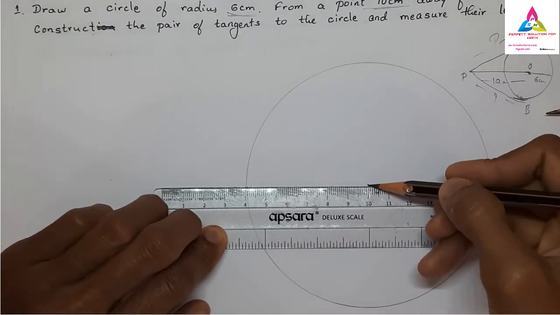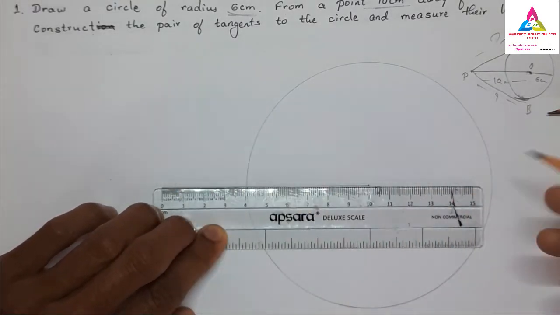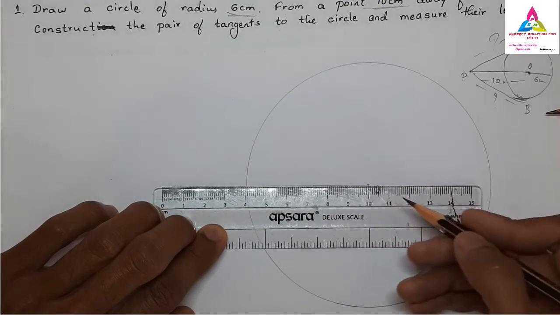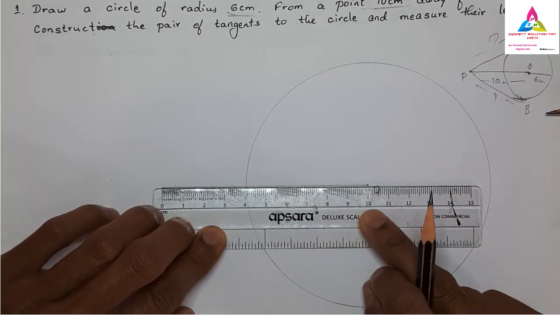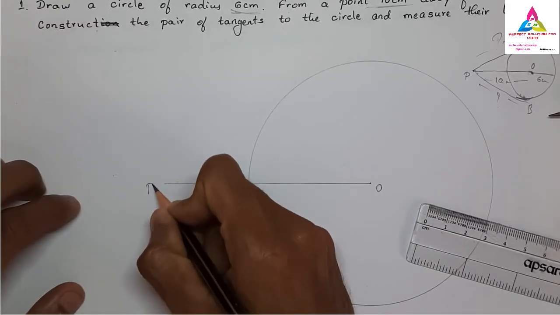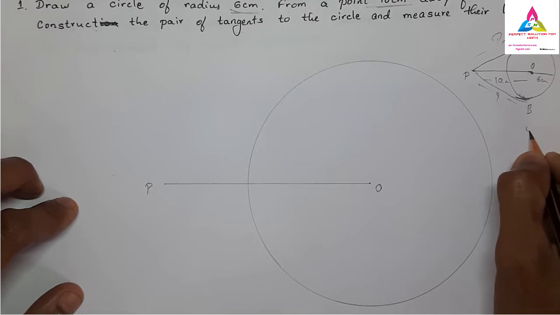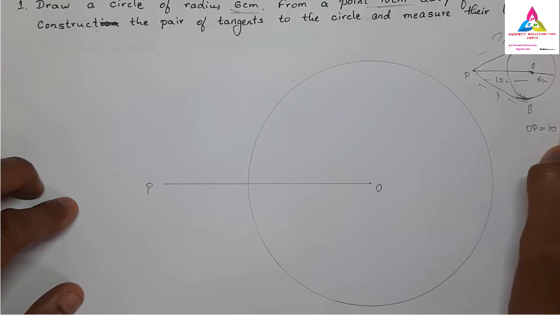From this O, I have to draw towards this side, right hand or left hand side, it is left to you. I am taking the left hand side. So this measurement is 10 cm. You can see it clearly. So this is our point, that is P. If you want, you can write it down here: OP is equal to 10 cm.